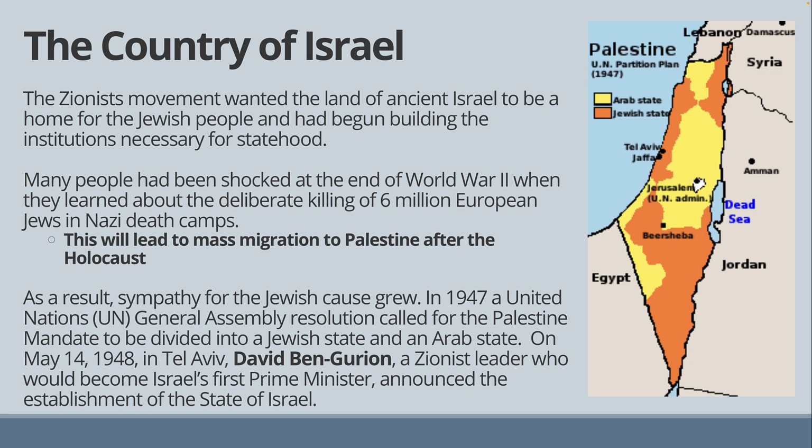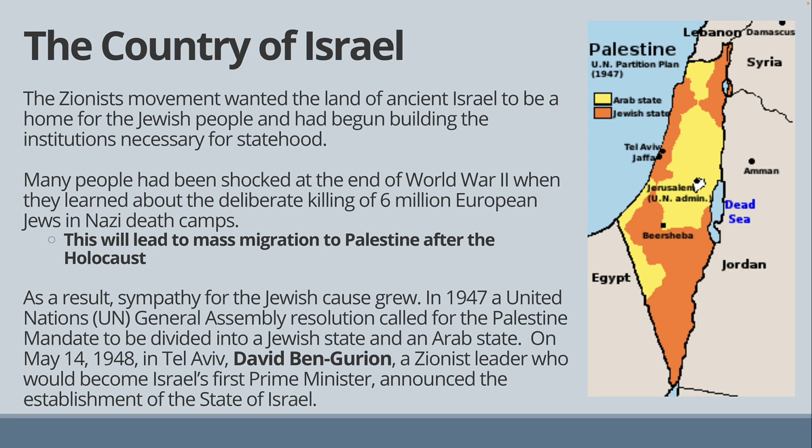The Zionist movement was the belief or the practice of having a unified nation or country of Jews. As you see here, they wanted the land of ancient Israel to be a home or a country for all Jewish people, and they strove to build those institutions that were necessary for them to create a country, right?